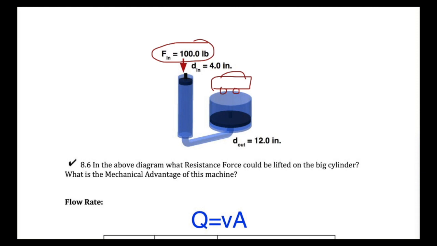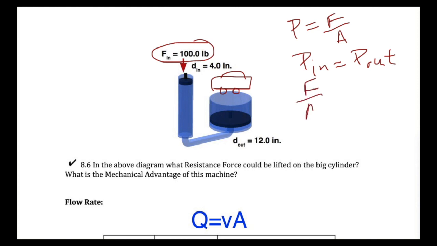Okay, so pressure, or stress, was force over area, right? So this can be pressure in. Basically, the pressure input would equal the pressure output, assuming it's an ideal machine. I can just have the pressure in be the pressure out. So what I'm going to have is force 1 over area 1 would equal force 2 over area 2.